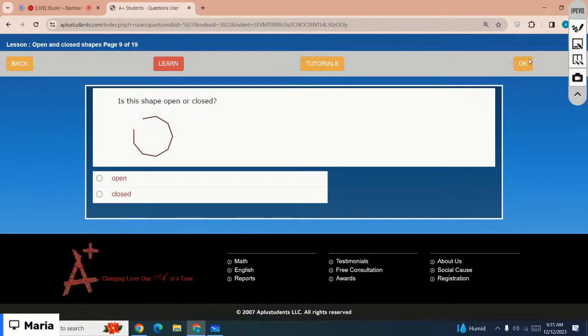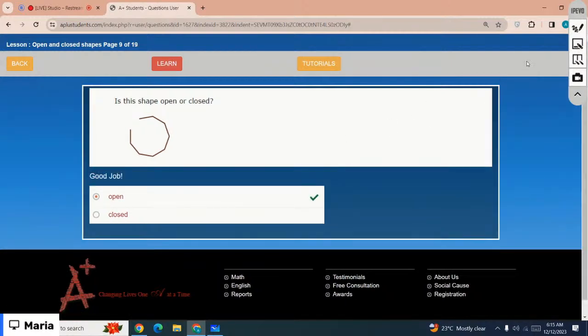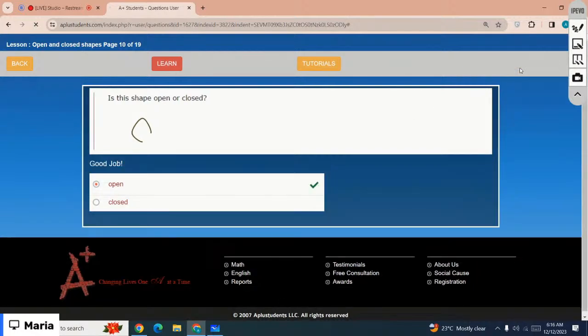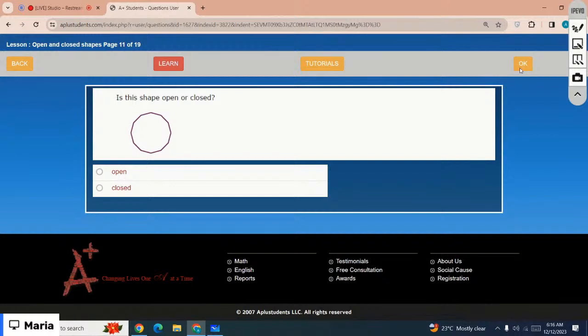Is this shape open or closed? Yes, it is open. Is this shape open or closed? Yes, it is open, right? Okay, you can complete the lesson by yourself later today. Let me just move on to next lesson.